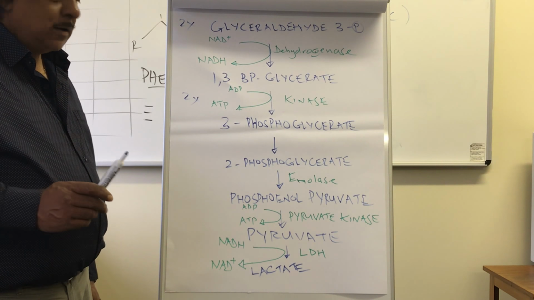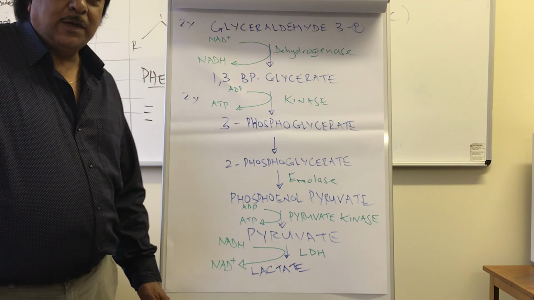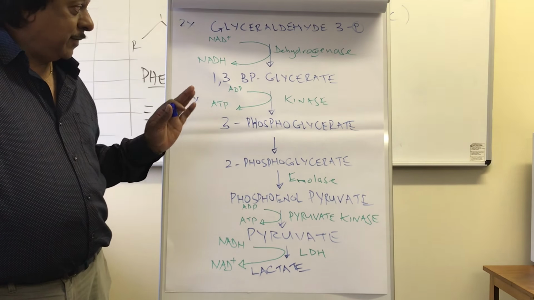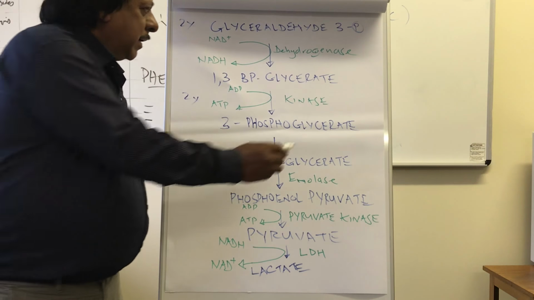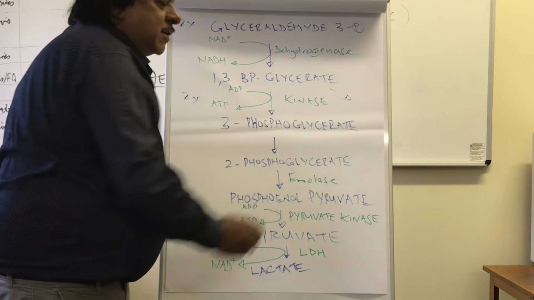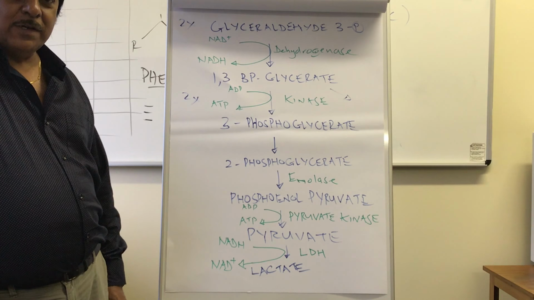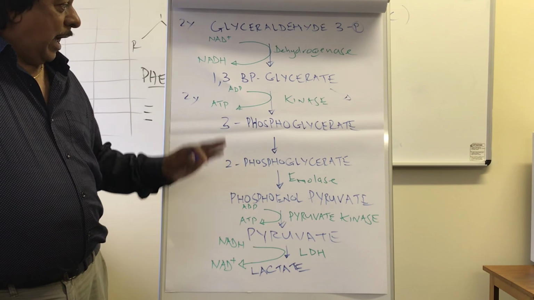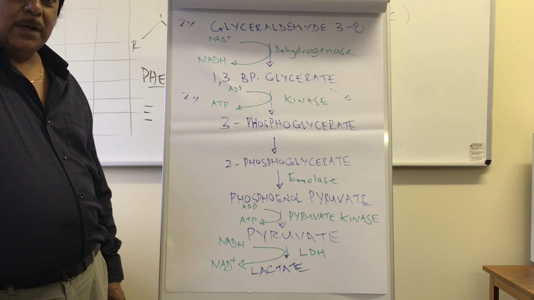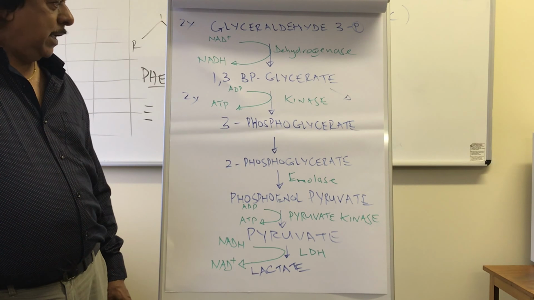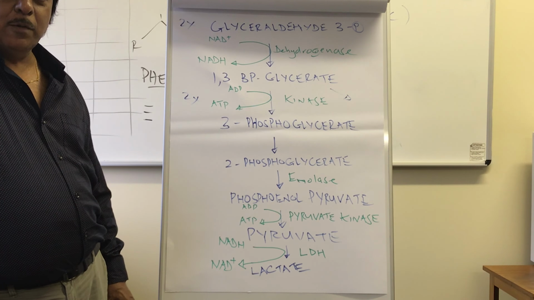One thing I need to point out to you is that 1,3-bisphosphoglycerate can be converted to a byproduct, which is not part of the glycolytic pathway, but it is very important. This 1,3-bisphosphoglycerate can be utilized to form 2,3-bisphosphoglycerate or 2,3-BPG. And 2,3-BPG plays a very important role in oxygen transport. It is able to decrease the affinity of oxygen for hemoglobin.